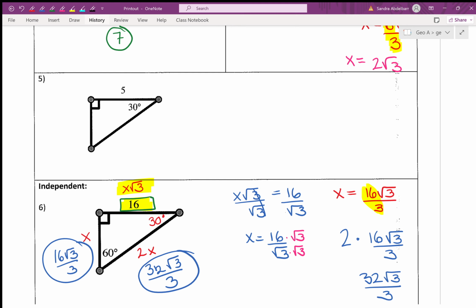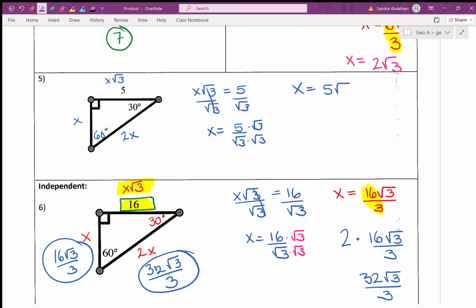All right, are we ready? Let's go over this. So again, this is a 30, 60, 90. So we have across from the 30 is x, across from the 60 is x root 3, across from the 90 is 2x. So now we have x root 3 equals 5. Divide by root 3. We get x equals 5 over root 3. But once again, what do we have to do? Rationalize. So we end up with x equals 5 root 3 over 3.